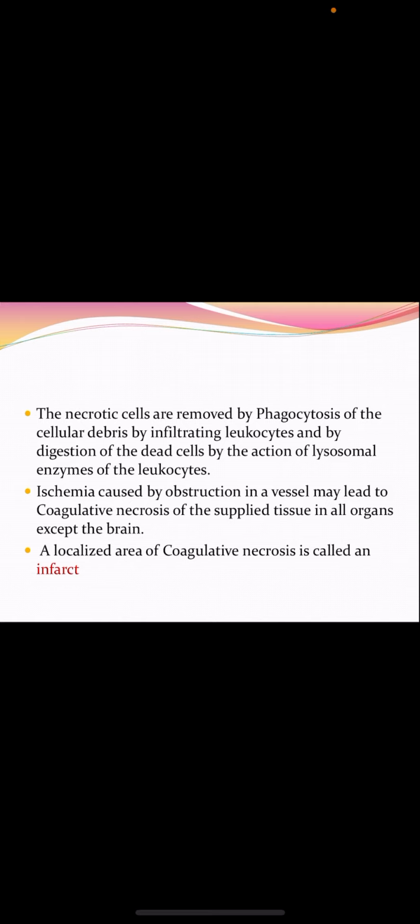Ischemia caused by obstruction in vessels may lead to coagulative necrosis of the supplied tissue in all organs except the brain. A localized area of coagulative necrosis is called an infarct.